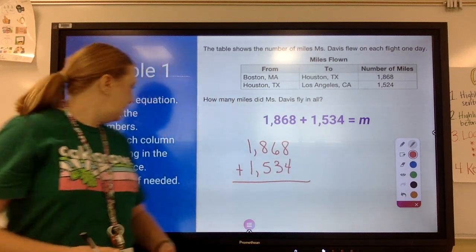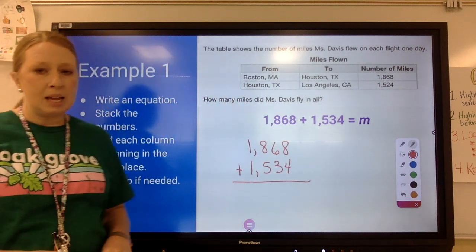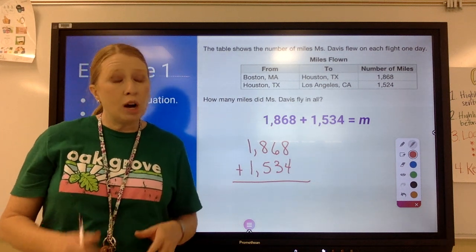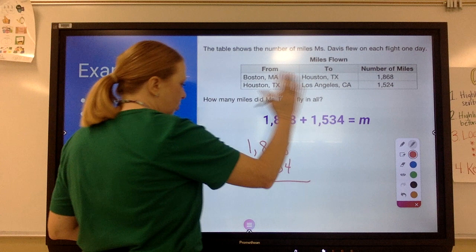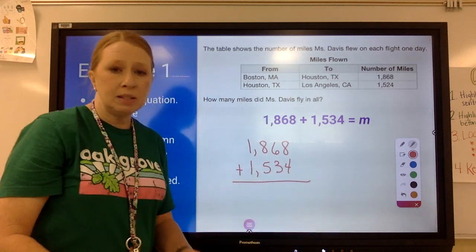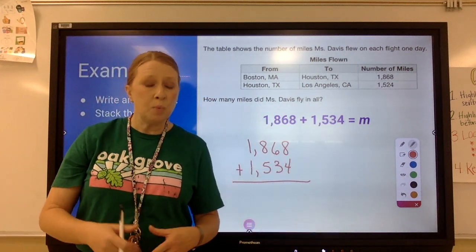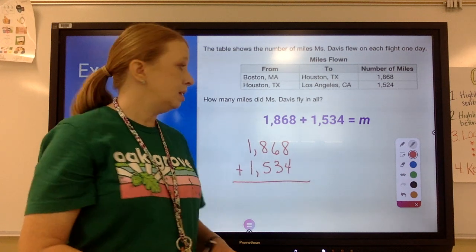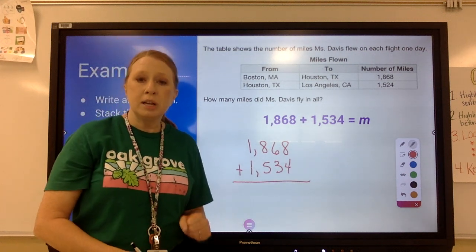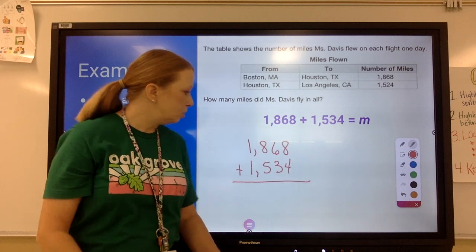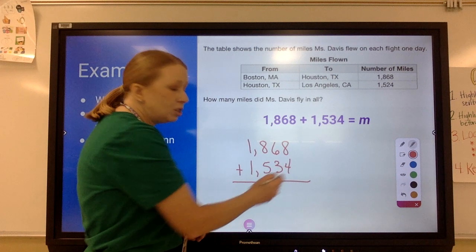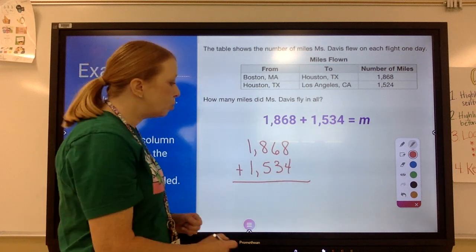When I start adding, I'm going to begin adding in the ones place, okay? Always start on the very far right side. Typically, that's in the ones place for now. When you start looking at decimals, it might be in the tenths or hundredths or thousandths. But for right now, we're just looking at whole numbers. We don't have any decimals, so we're starting in the ones place. So I'm going to add 8 plus 4, which we know is 12.